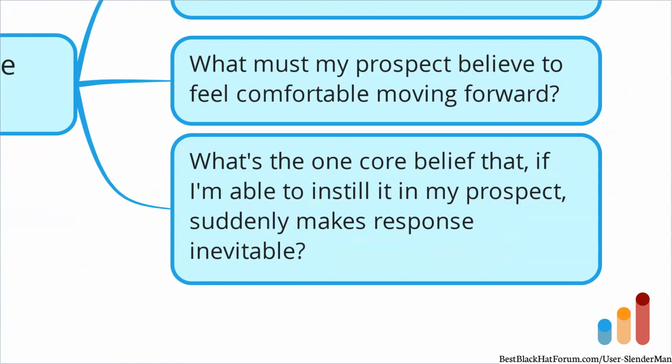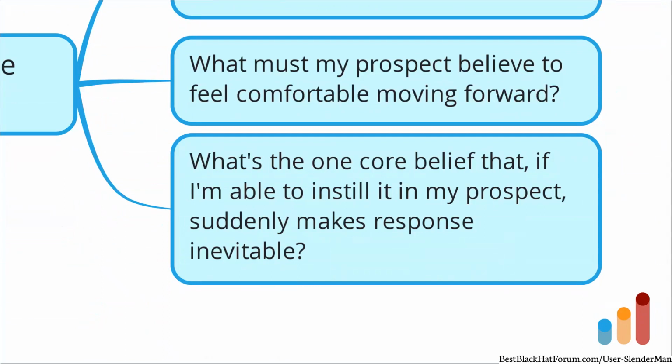in the case of an urgent problem, the belief is almost always that you provide the best solution to that problem for them, for their buying criteria. And so if you speak to an urgent problem that they're having and you present a solution and your reasons why it is the best solution available to them, well, that's the core belief that if you can instill it in your prospect, it makes response inevitable.